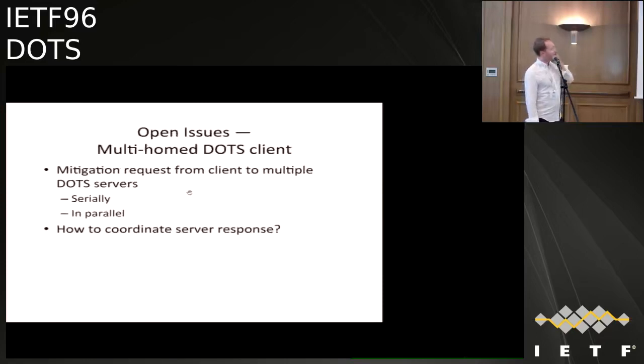So we have some open issues related to the DOTS multi-home DOTS client. A mitigation request from a client to multiple DOTS servers can be very problematic. The DOTS client could do this several different ways, but I've identified here the serial and parallel. If a DOTS client sends a mitigation request to multiple DOTS servers that are in different providers, how does the DOTS client coordinate the winning response? How do the upstream providers know who wins? At what point, and how, does the DOTS client indicate to all the others that it no longer needs their help? Are they federated? Are they coordinated in some other way?